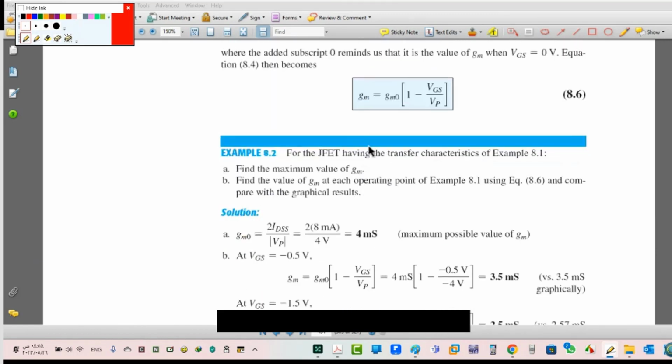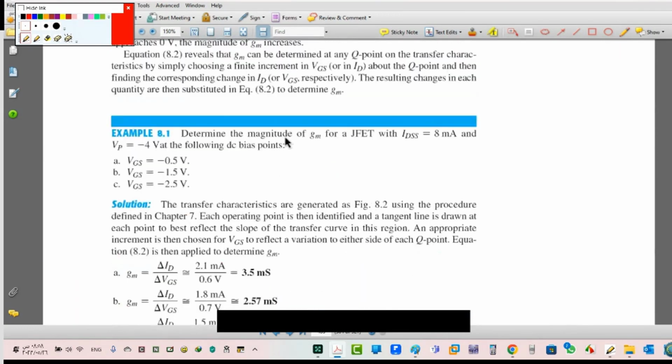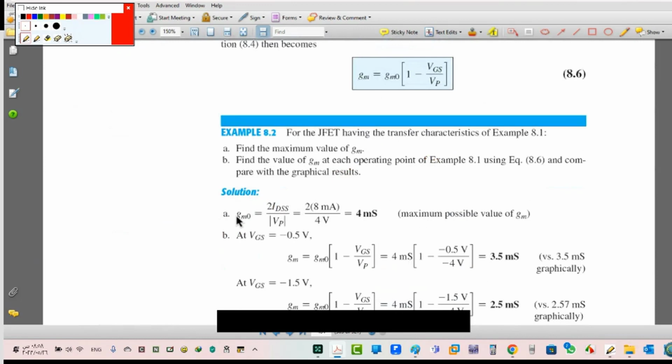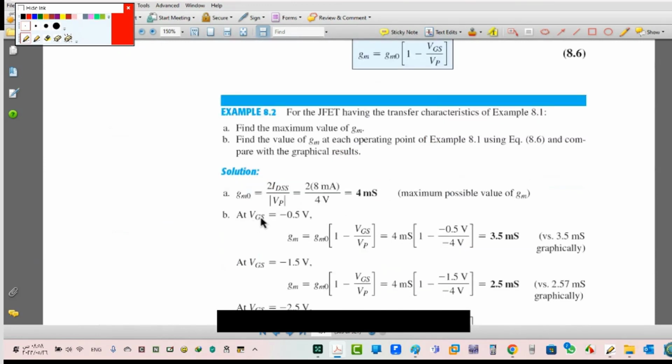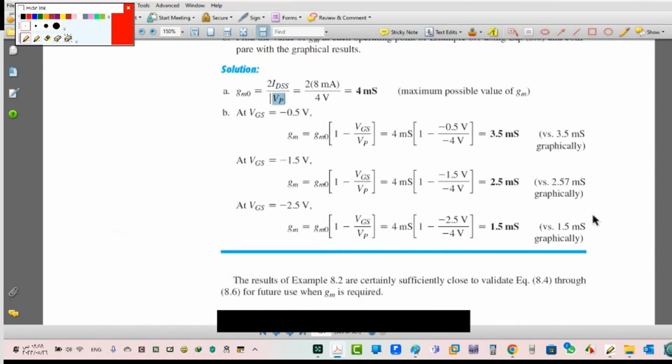Now, for a JFET having the transfer characteristic of Example 8.1, find the maximum value of GM. Where is this one? Here. He gives me IDSS and gives me VP, then at each point, VGS. So here we have to calculate GM0. Then you have to calculate at VGS equal to minus 0.5. See, here minus, here absolute. Then you can calculate each one for this one.